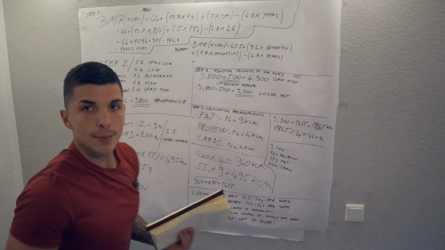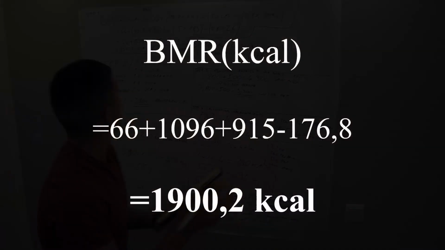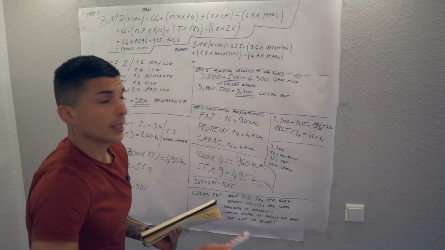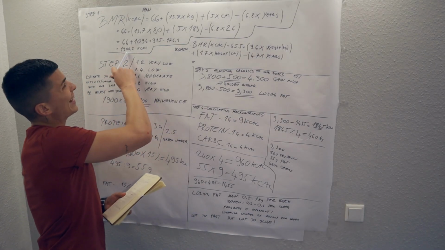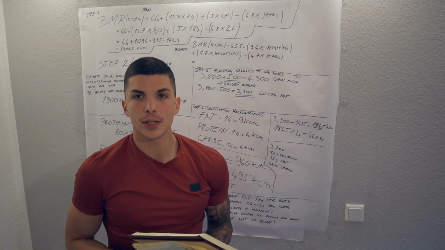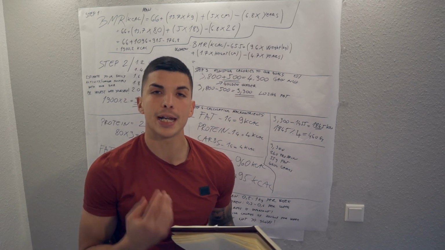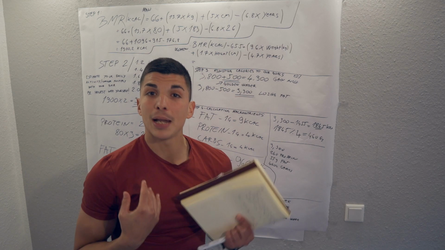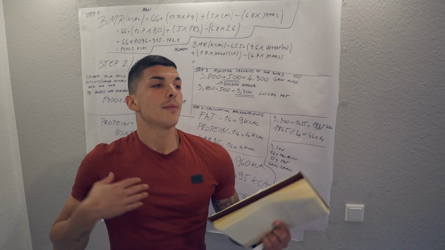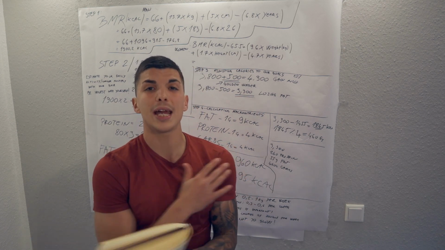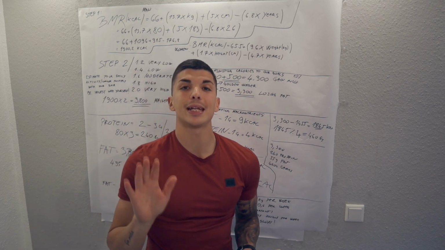And now we'll simply calculate that, simply mathematics. And we got the number. Here's the magic number, 1900.2. That means, guys, that number is the calories that my body burns by doing nothing, simply to make my blood flow, my heart beat, my organs run properly and everything. So if I do nothing the whole day, I will burn 1900 calories.